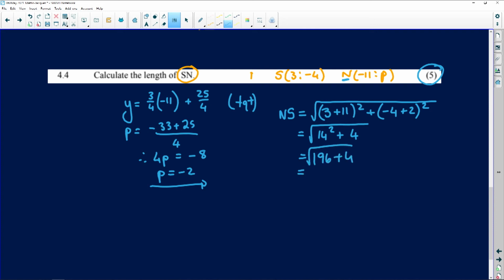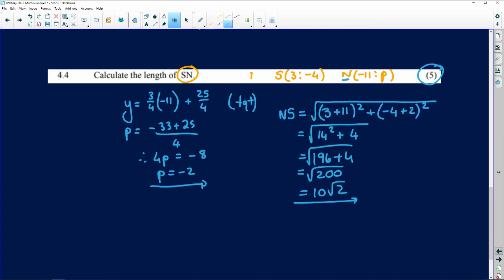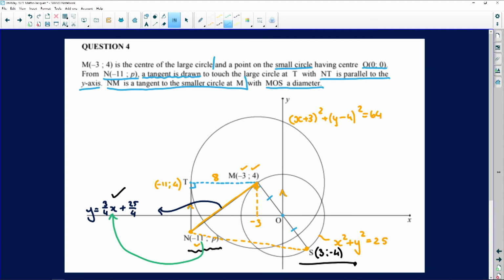The root of 200 is simply 10 root 2. 10 root 2 is the length of our line Sn. Okay, we can put it on our diagram in case we need it. So let's go to the diagram. P was minus 2, and Sn, which is here, was the length 10 root 2. So this is the point minus 11, minus 2.